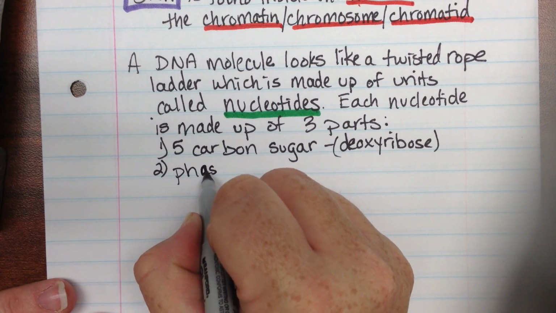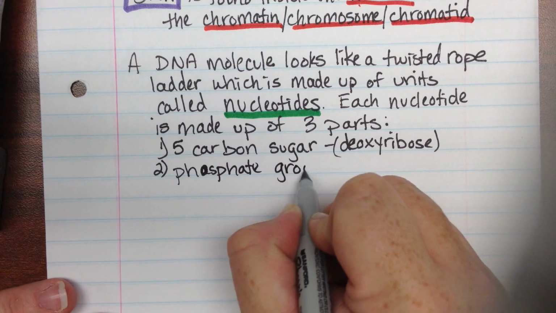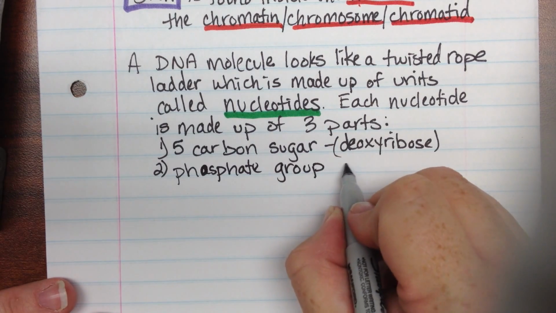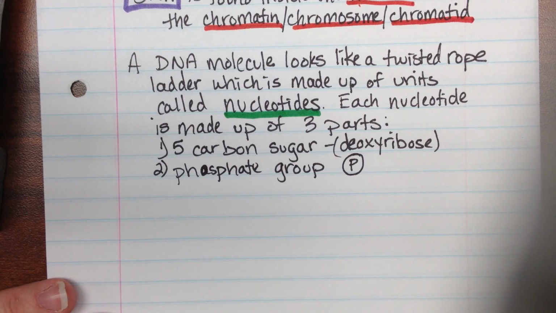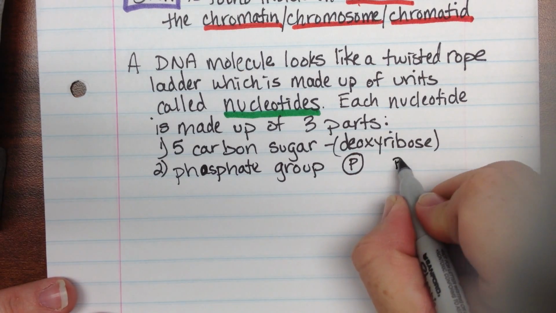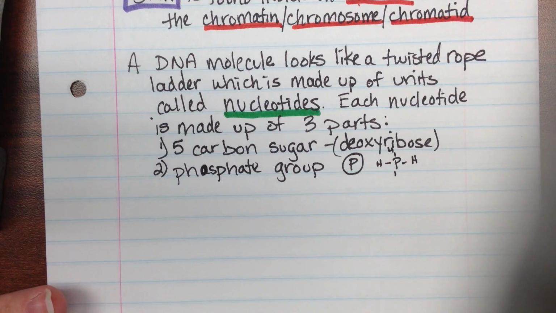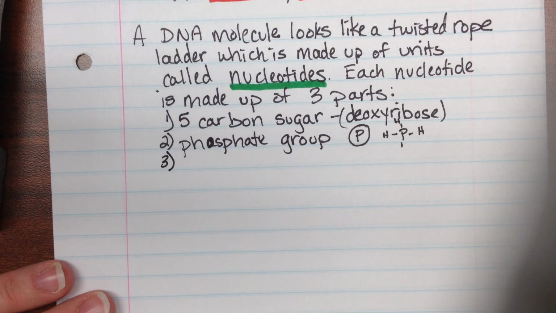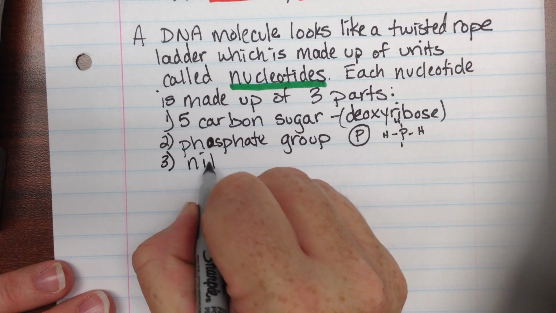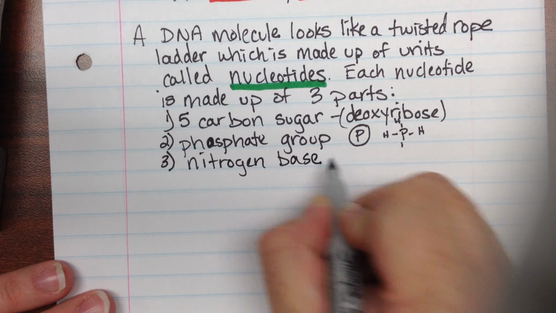Oops, that's an O. Phosphate. And we usually represent that as a P with a circle around it. Okay, in reality it would be a P with hydrogen and hydrogen and hydrogen and a bond here. Okay. And the third and probably most important part of the nucleotide is the nitrogen base. Okay.